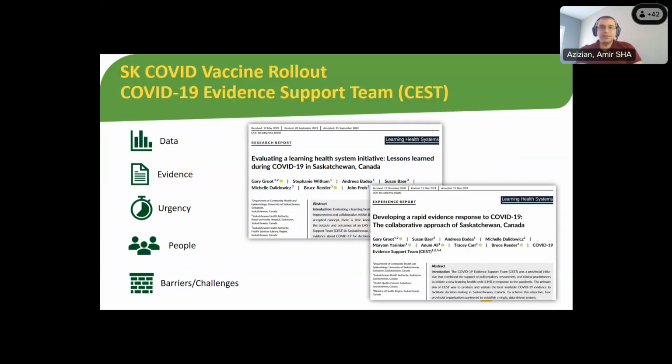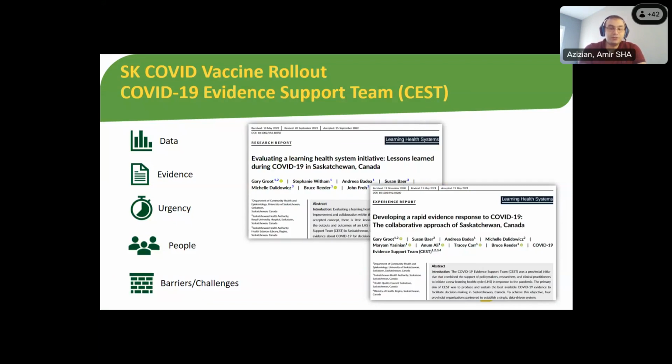So one example in action is the COVID-19 Evidence Support Team, or the CEST in Saskatchewan. The CEST was a provincial initiative founded at the request of the SHA's Emergency Operations Center and combined the support of policymakers, researchers, and clinical practitioners to initiate a new learning health system in response to the pandemic. The CEST had three key objectives.